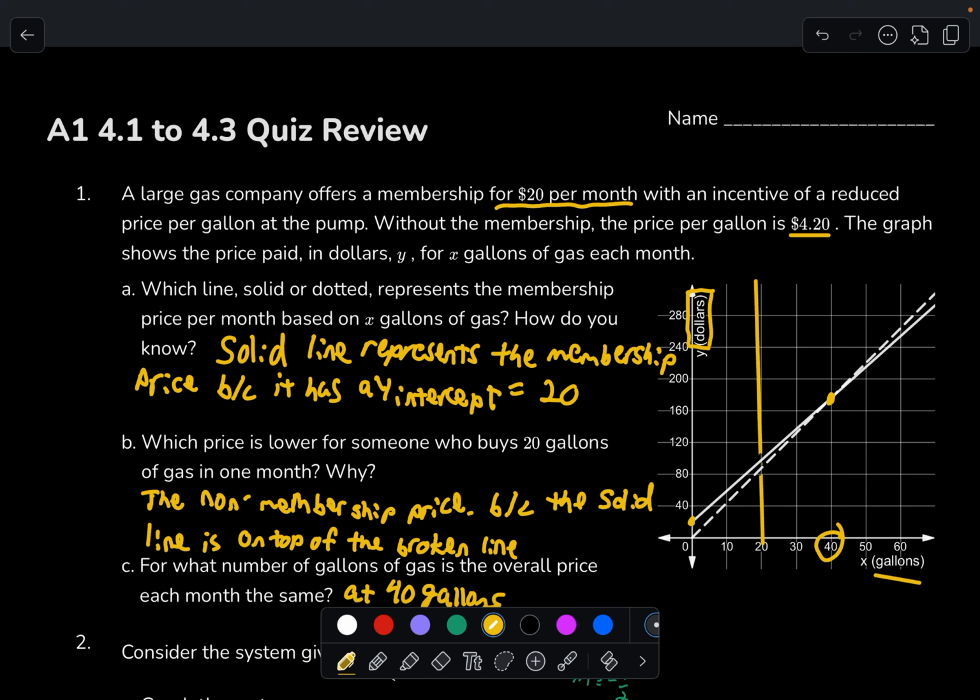And you notice that means the y-intercept is equal to 20. And you estimate that the only one that's equal to 20 is the solid line because the broken line starts at 0.